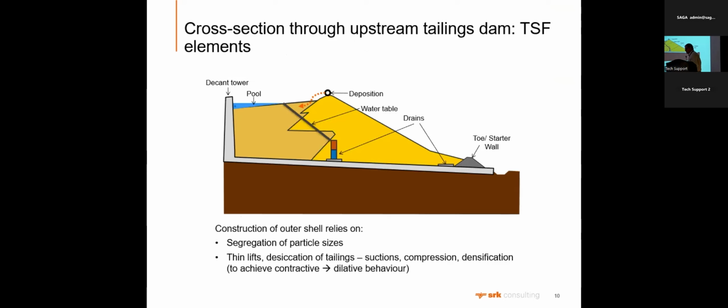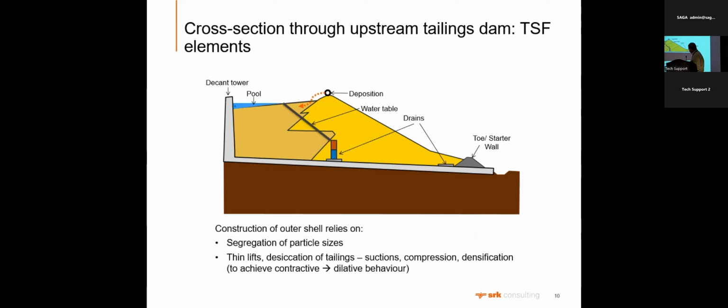Just a high-level overview of what is included in the tailings dam. There's normally some form of starter wall. There's always some form of drains. And the ideal is to have the phreatic surface, or the water table, at some distance from the outside. Then there's a pool. I've shown a decant tower, and tailings deposition takes place.